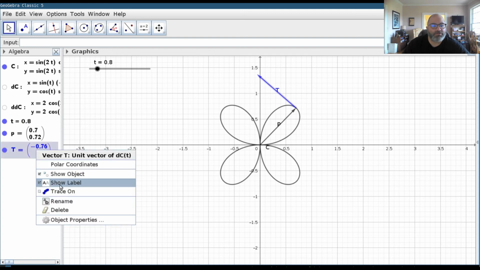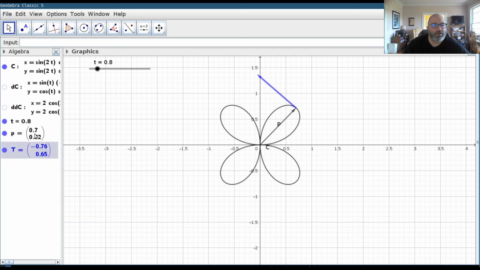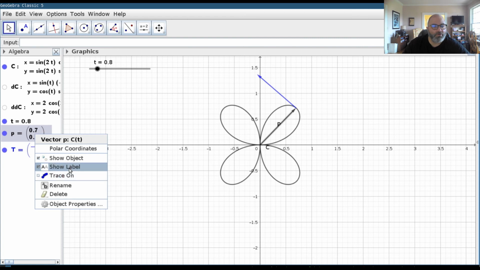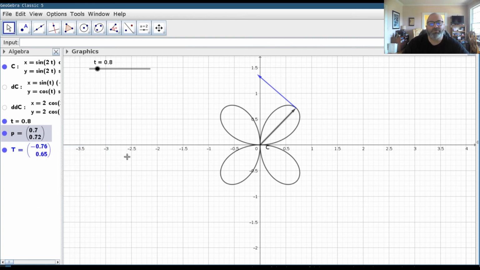Okay, and let's say that we don't need the label on that one, and we don't need the label on our point P, so we know what that is. We've got our unit tangent vector, and so now, what about our unit normal vector? For our unit normal vector, we want to do this one in terms of our original parameter t, for our original parametrized curve.